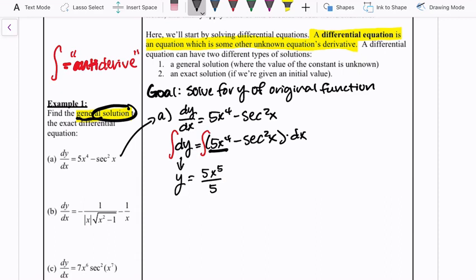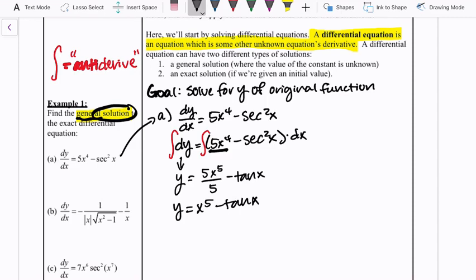And then I have this secant squared x. Well, okay, that's like a trig. What function gives you a derivative of secant squared x? That's tangent. It's minus tangent of x. Okay, and then cleaning all of this up, it's going to be x to the 5th minus tangent of x. Okay, so here is one type of antiderivative.